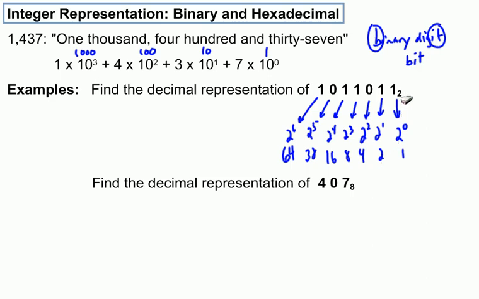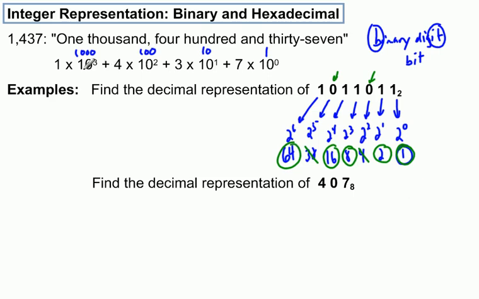Getting back to the nice thing about the binary digits: you either have ones or zeros, so you're either going to count the number or you're not. Let's take a look at which of these we want to count. We want to have a 1, we want to have a 2, but we're not going to have the 4 because of the 0. We're going to count the 8, we're going to count the 16, but we're not going to count the 32 because of that 0, and we're going to have a 64.